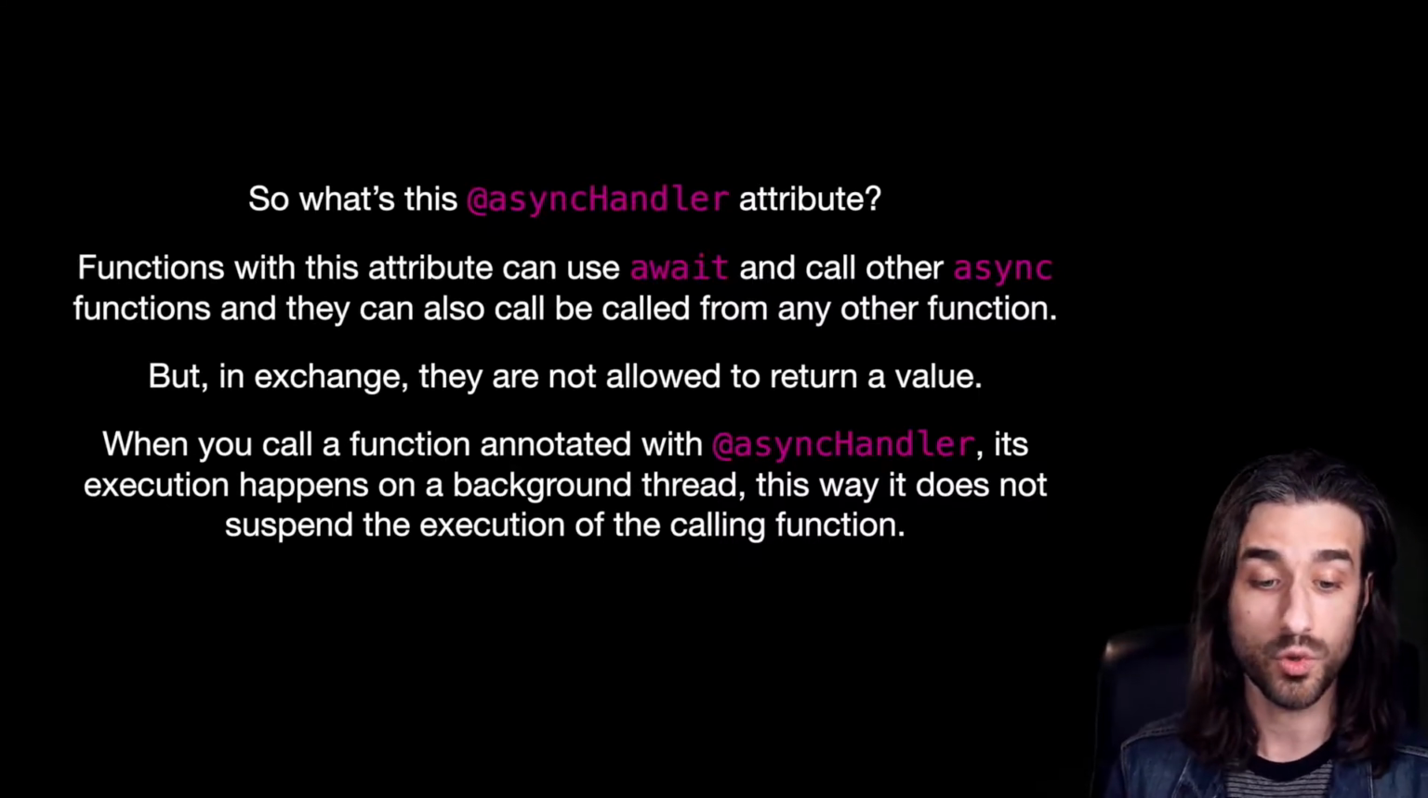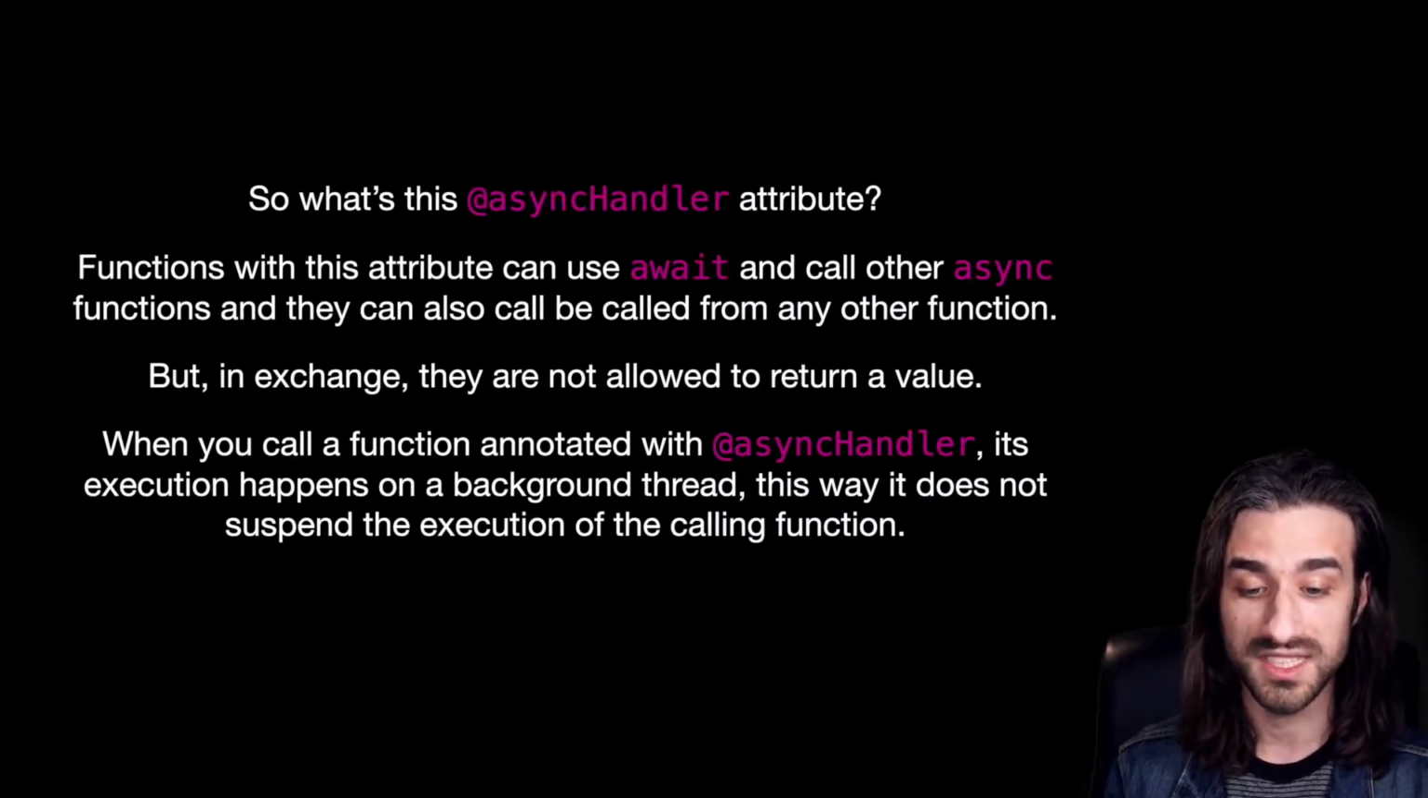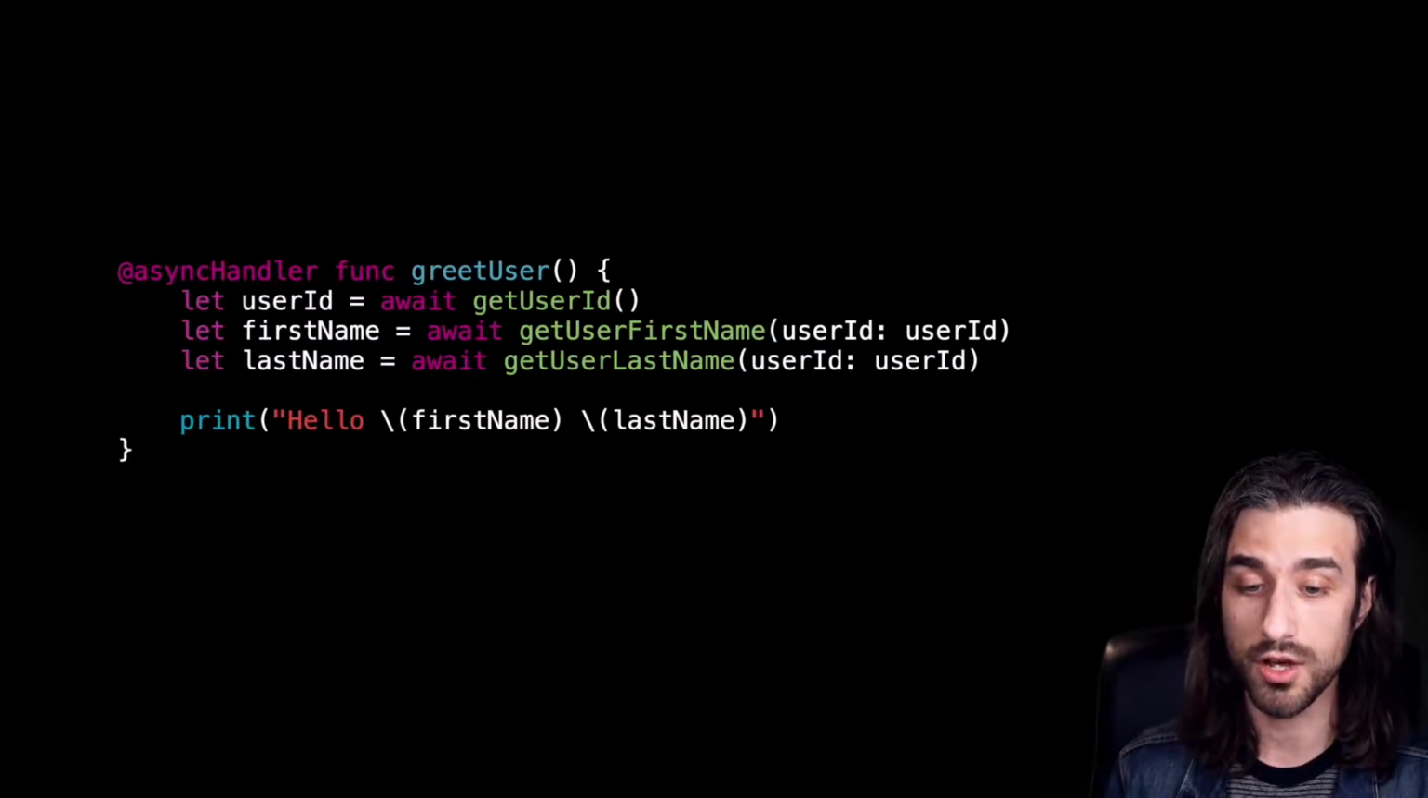And if you actually want to try this, you can put a breakpoint in a function that is marked with @async_handler, and you will see that when the breakpoint is triggered, even though you might have called the function from the main thread, the function won't be executed on the main thread. You will see on your call stack that you are on a background thread. So this is how the function now looks.